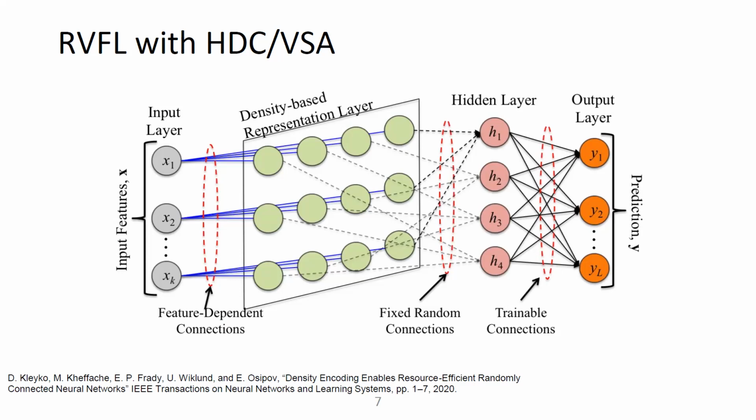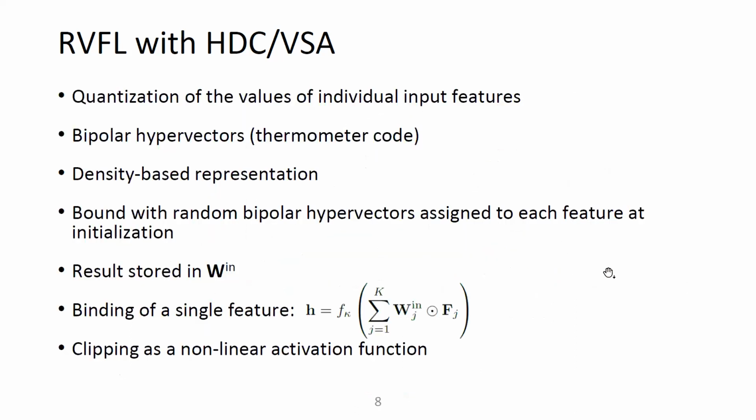The network begins by quantizing the values of individual input features from the input samples, and each feature is then represented, as I said, in the form of these bipolar hypervectors that are collected and stored in this density-based representation layer. Then we use these thermometer codes and we bind them with random bipolar hypervectors that are assigned to each feature at the initialization step of the RVFL network. And the resulting hypervectors are stored in the matrix Win.